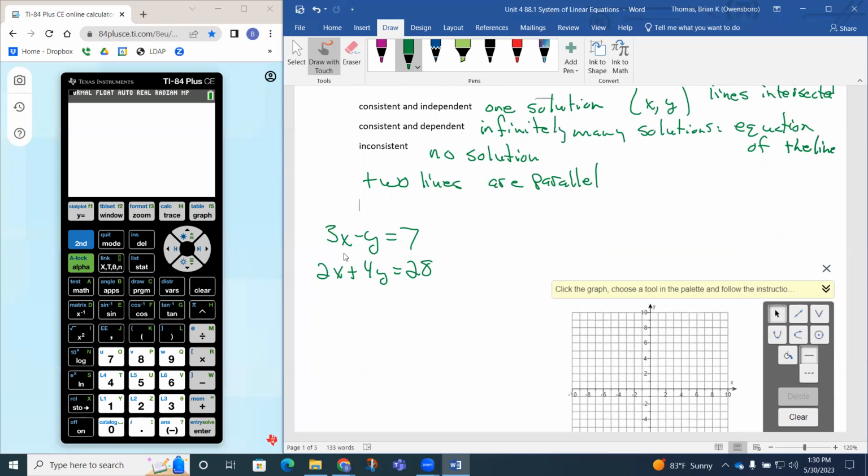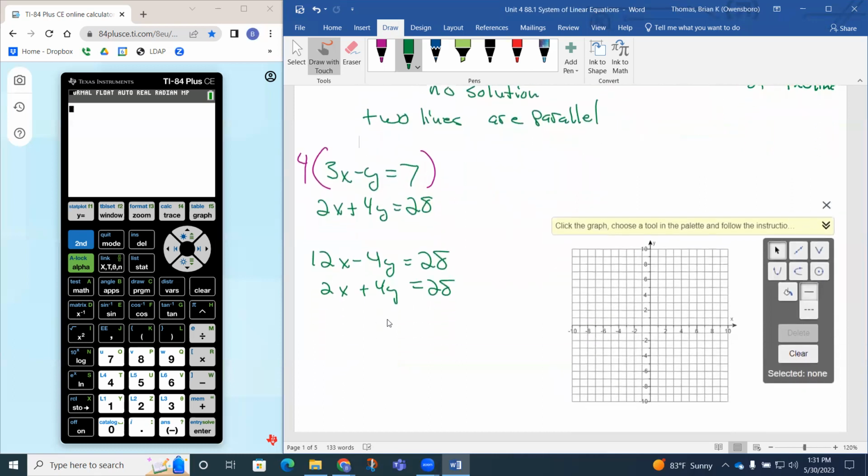So what I'm picking up on right now is, this negative y could be easily made a negative 4y by just multiplying this top equation by 4. So what I'm going to do is multiply this top equation by 4. In doing so, my new equation is going to now be 12x minus 4y is equal to 28. So I'll multiply everything, both sides of the equation, by 4. And what I'm going to do is bring down the second equation underneath of that. So the 2x plus 4y is equal to this 28. So I have this new system of equations.